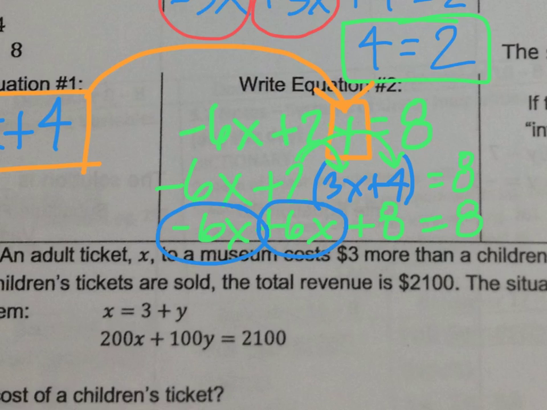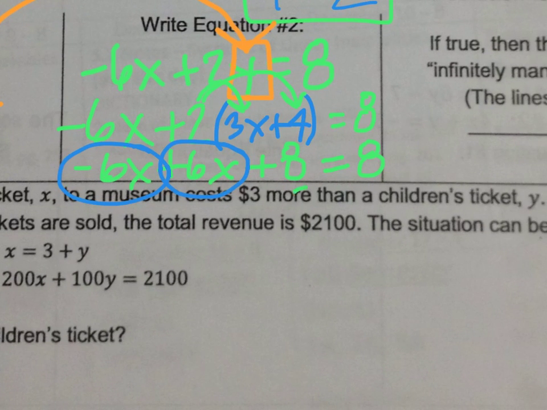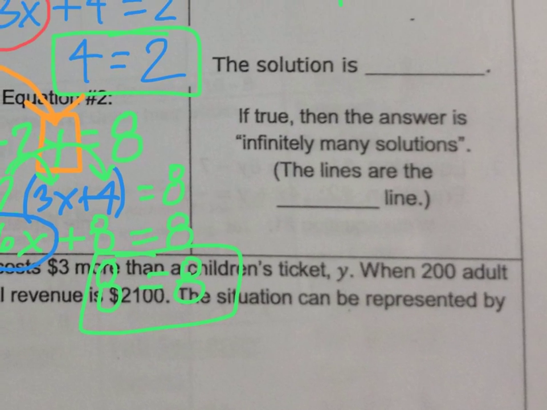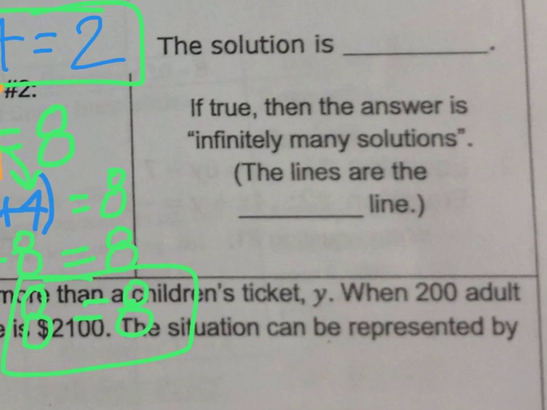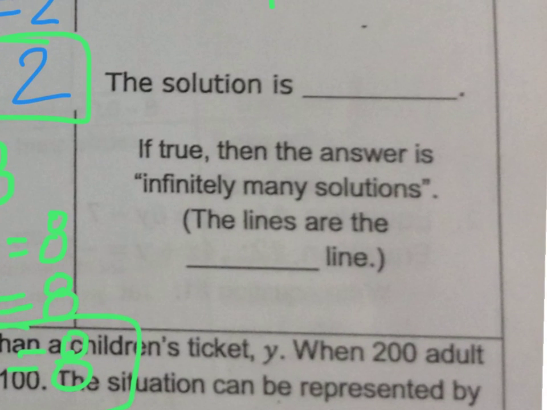So we're left with 8 equals 8 as our final answer. And this is another reason why it's a special solution, because again, our variable has canceled out. But this time, instead of having a false statement, we have a true statement. So our solution here is infinitely many solutions.